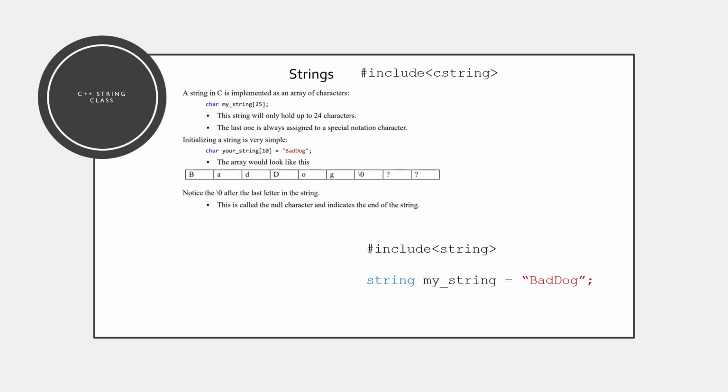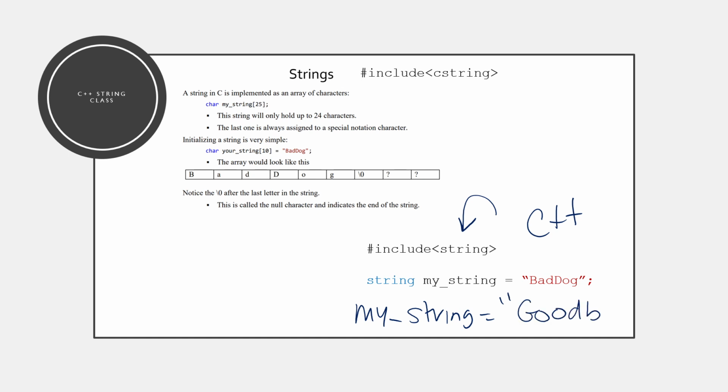If you do C++ style strings, you #include string, and it's still going to be stored exactly the same way, only it will grow for you. So later, if you wanted to say my string equals goodbye, which has 1, 2, 3, 4, 5, 6, 7 characters, then you can do that. It will just replace bad dog with goodbye because there's enough space.